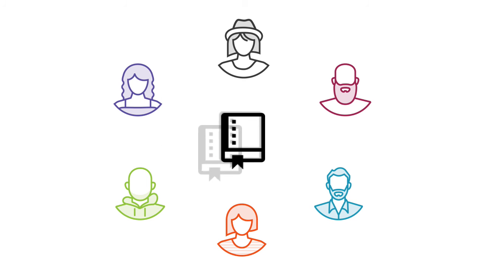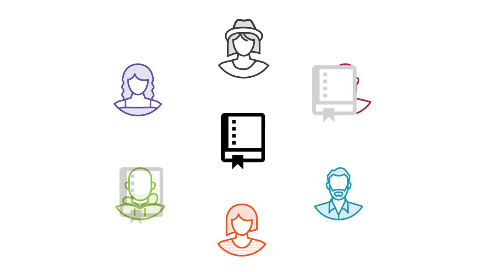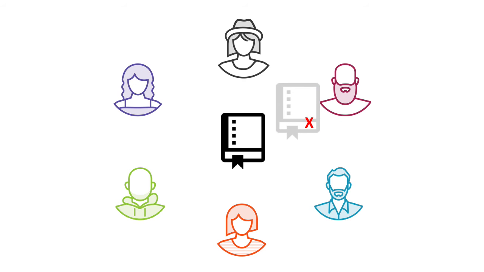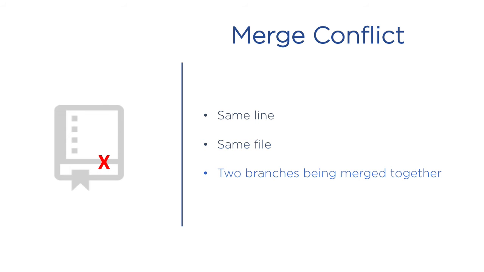With the many benefits this system brings, it can also create a situation where conflicting changes are trying to be merged. This is called a merge conflict, and happens when a conflicting change has been made on the same line in the same file of the two branches that are trying to be merged together.